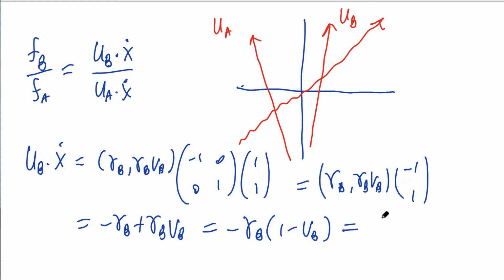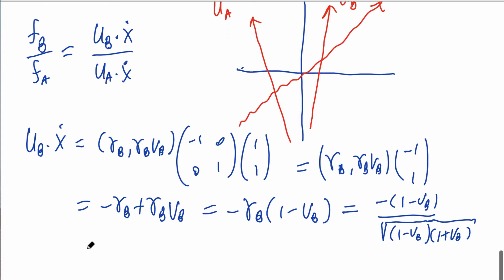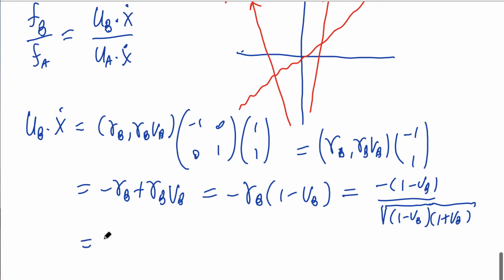And gamma B, remember, is 1 over the square root of 1 minus VB squared. But we can write 1 minus VB squared as 1 minus VB times 1 plus VB. And then this result simplifies to minus the square root of 1 minus VB divided by 1 plus VB. And of course we have a similar expression for UA dot x dot.